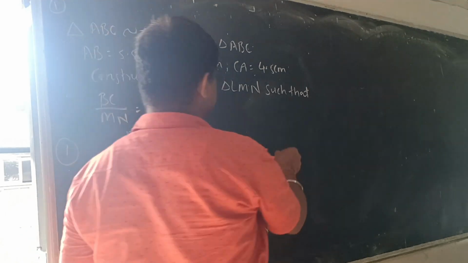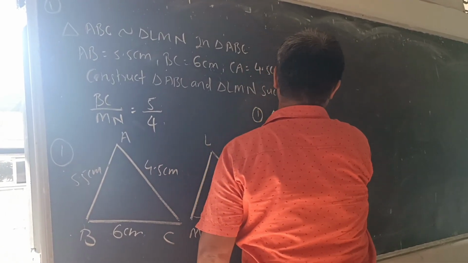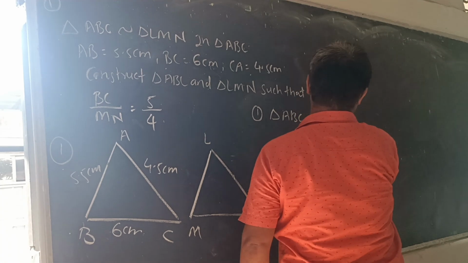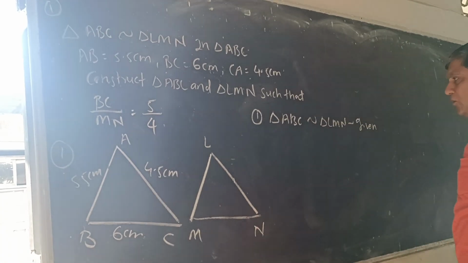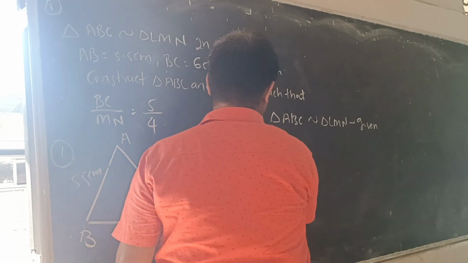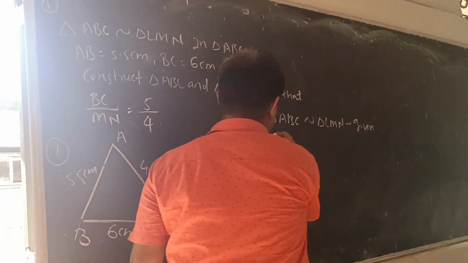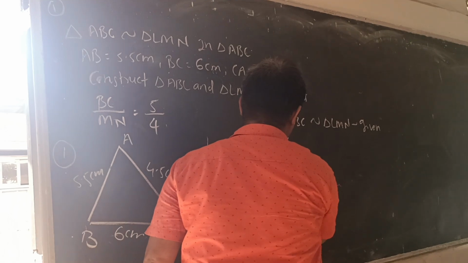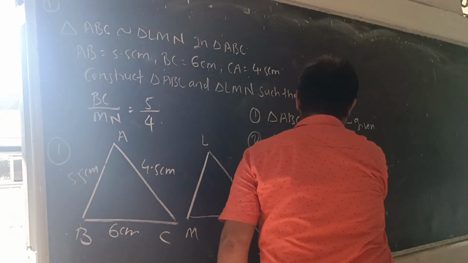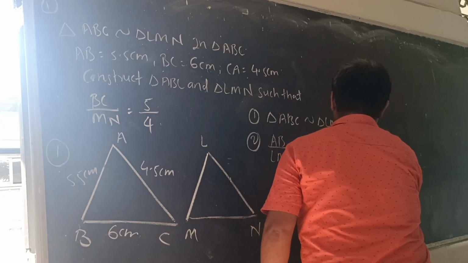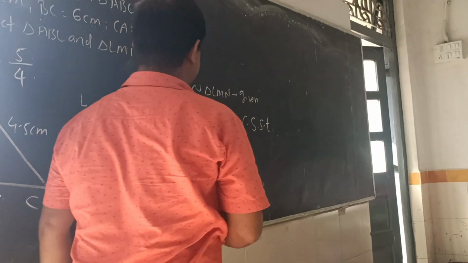Okay. Now the first one, everyone pay attention. Now triangle ABC similar to triangle LMN, which is the supplied information. First point, now you write down their corresponding sides. AB upon LM, BC upon MN, and AC upon LN. Corresponding sides of the similar triangles.